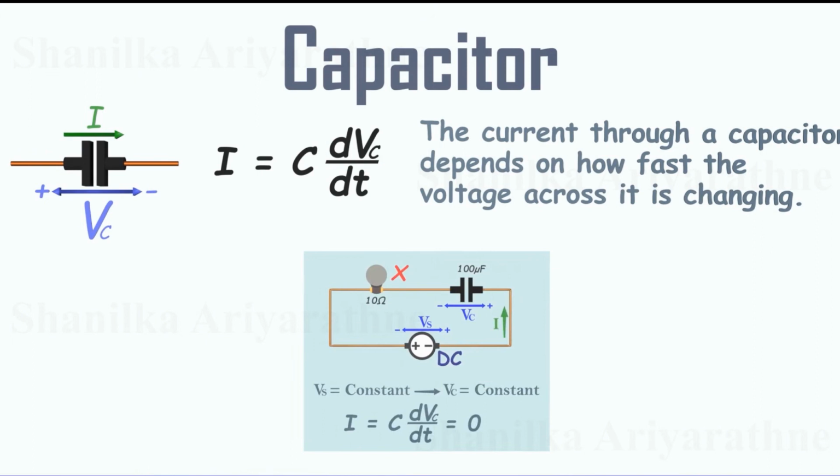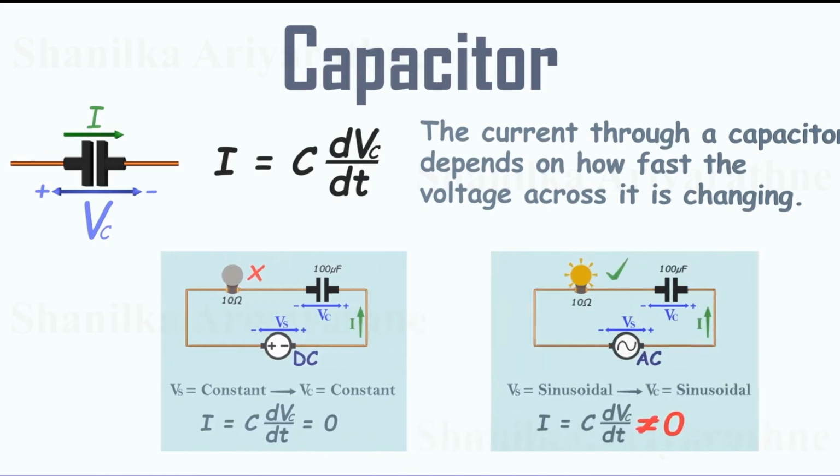At that point, the capacitor behaves almost like an open switch. The entire supply voltage appears across the capacitor, leaving almost no voltage across the light bulb. So the bulb turns off in the DC circuit with a series capacitor.